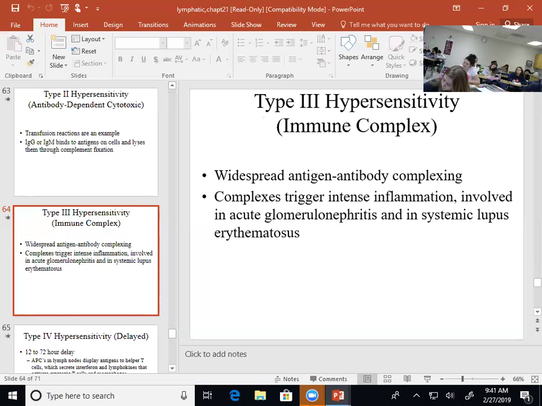Okay, so I want you to know about a very common type 3 reaction called acute glomerulonephritis. Acute glomerulonephritis. What does acute suggest to you? It's going to happen suddenly, and is it going to be serious? It's going to happen quickly. It's going to be serious when it happens.